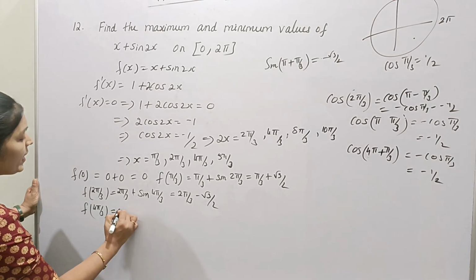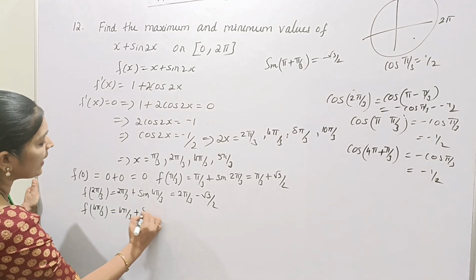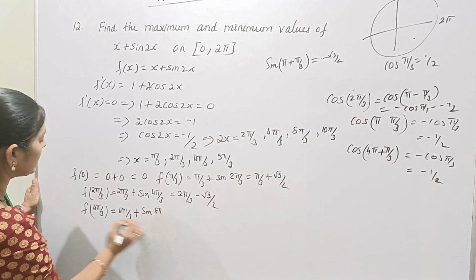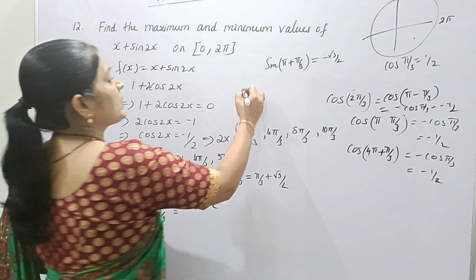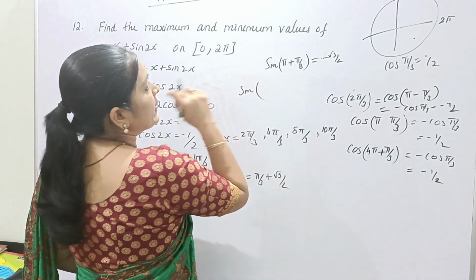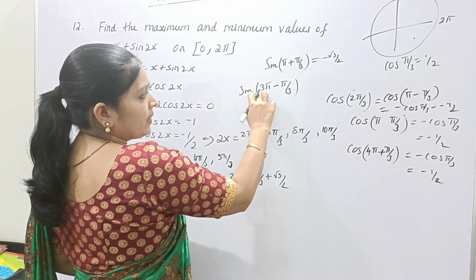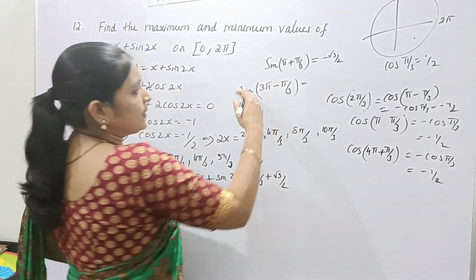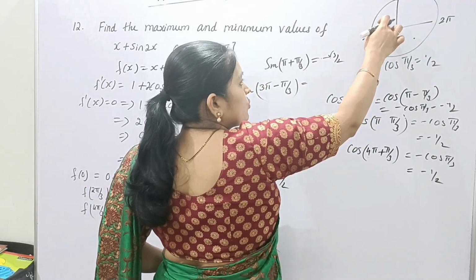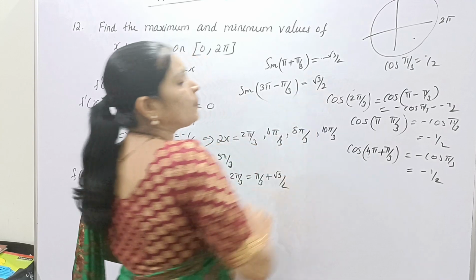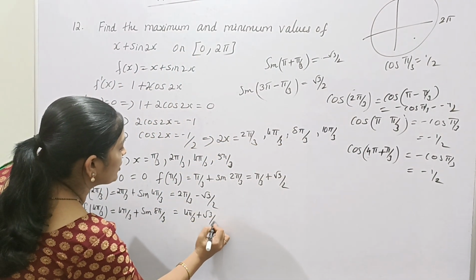f of 4 pi by 3 is 4 pi by 3 plus sine 8 pi by 3, right? What is the value of sine 8 pi by 3? Sine 8 pi by 3 is nothing but 3 pi minus pi by 3, since 3 into 3 is 9, 9 minus 1 is 8. Here 3 pi minus means second quadrant. In the second quadrant sine is positive, therefore plus root 3 by 2. So it will be 4 pi by 3 plus root 3 by 2.